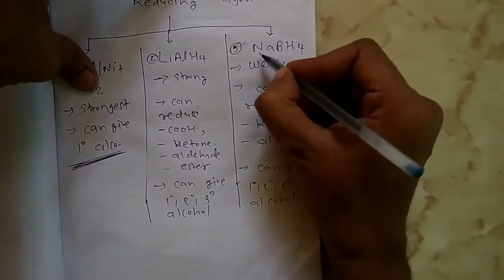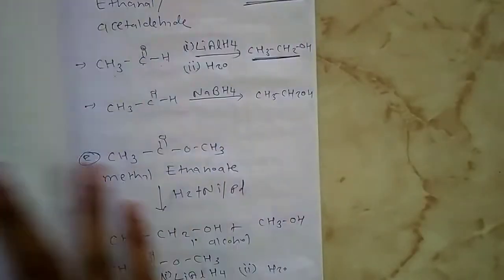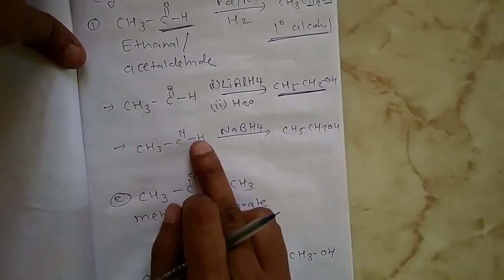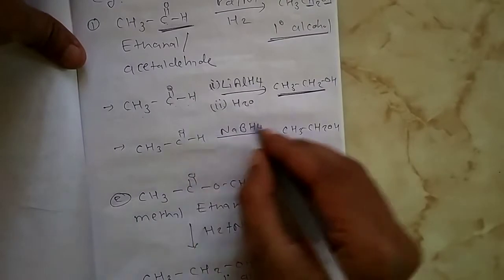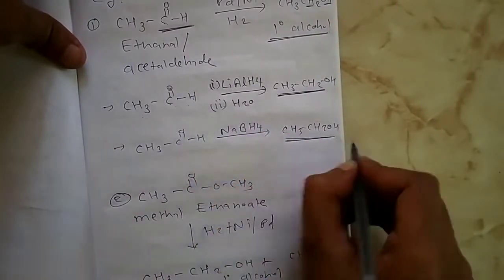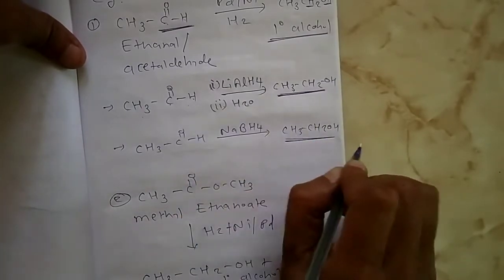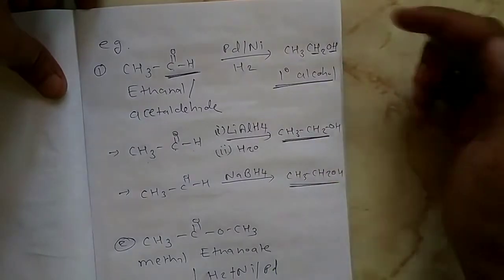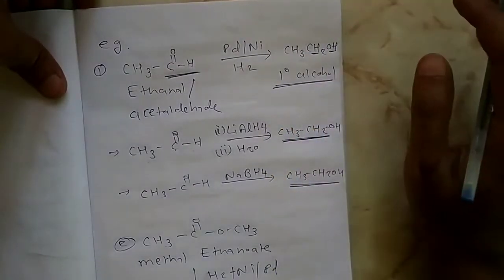aldehyde can be reduced by NaBH4 also. So here I have written that reaction also. CH3 C double bond OH means aldehyde. When it reacts with NaBH4, it can give the same product, ethanol, 1 degree alcohol. So in this way you can react aldehyde with all three reagents.